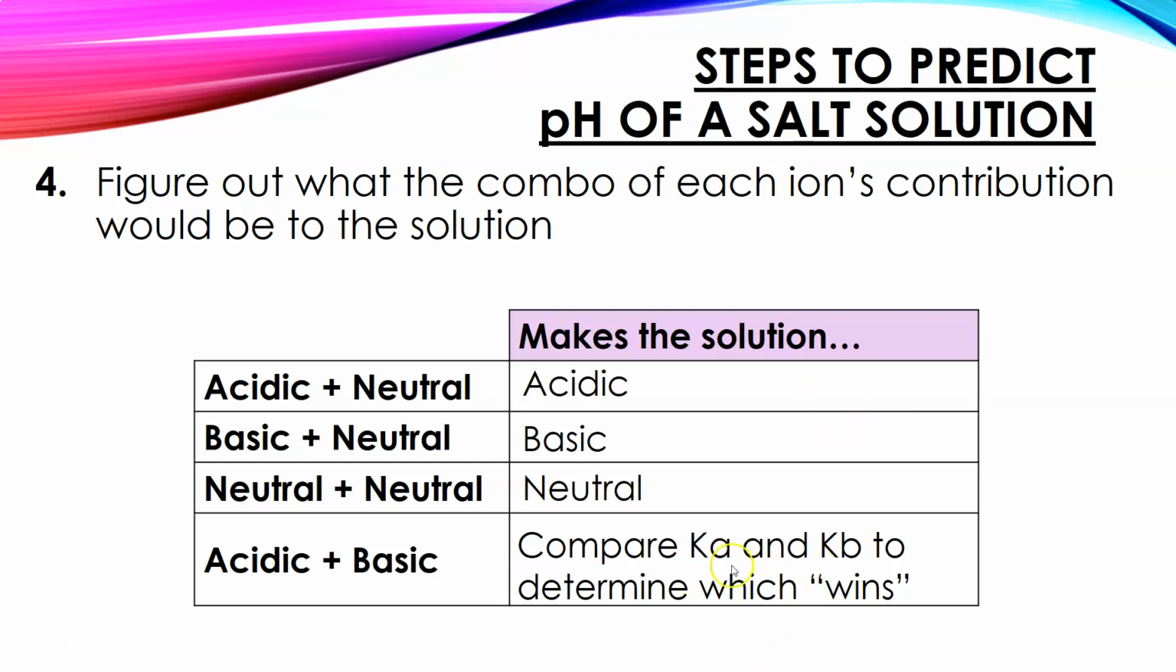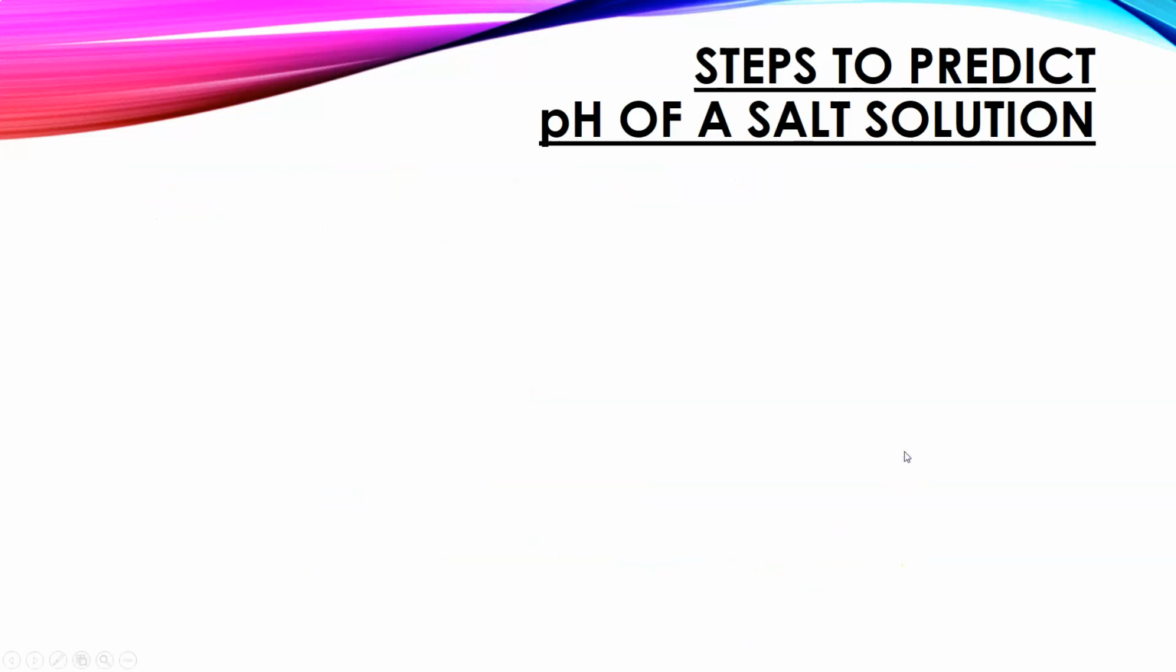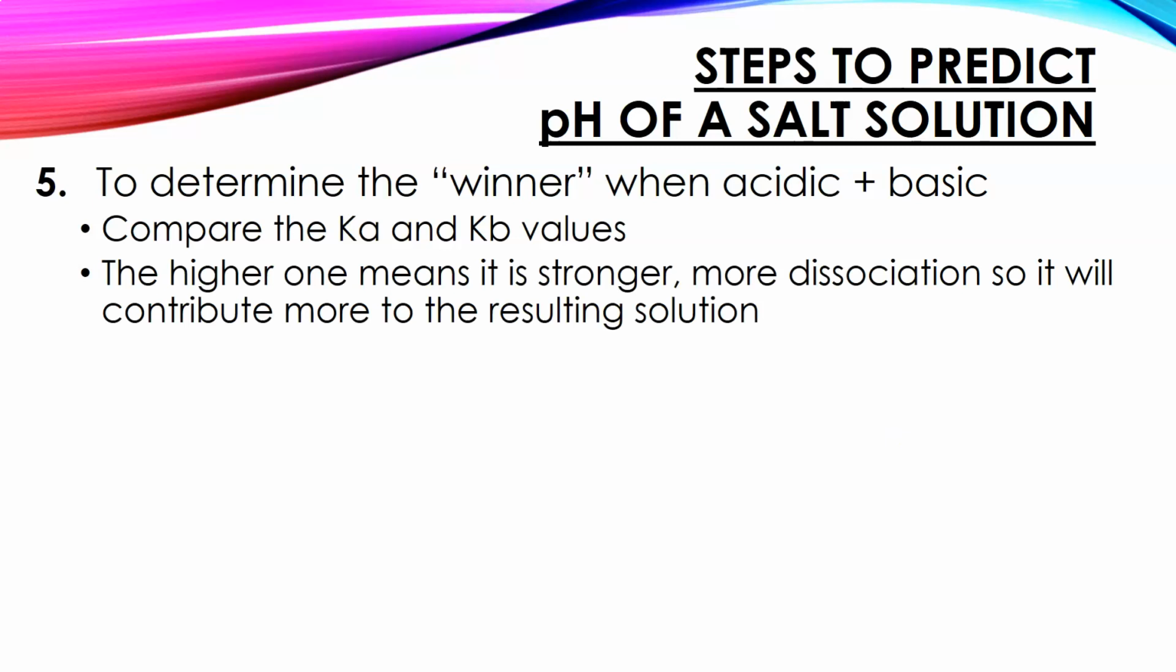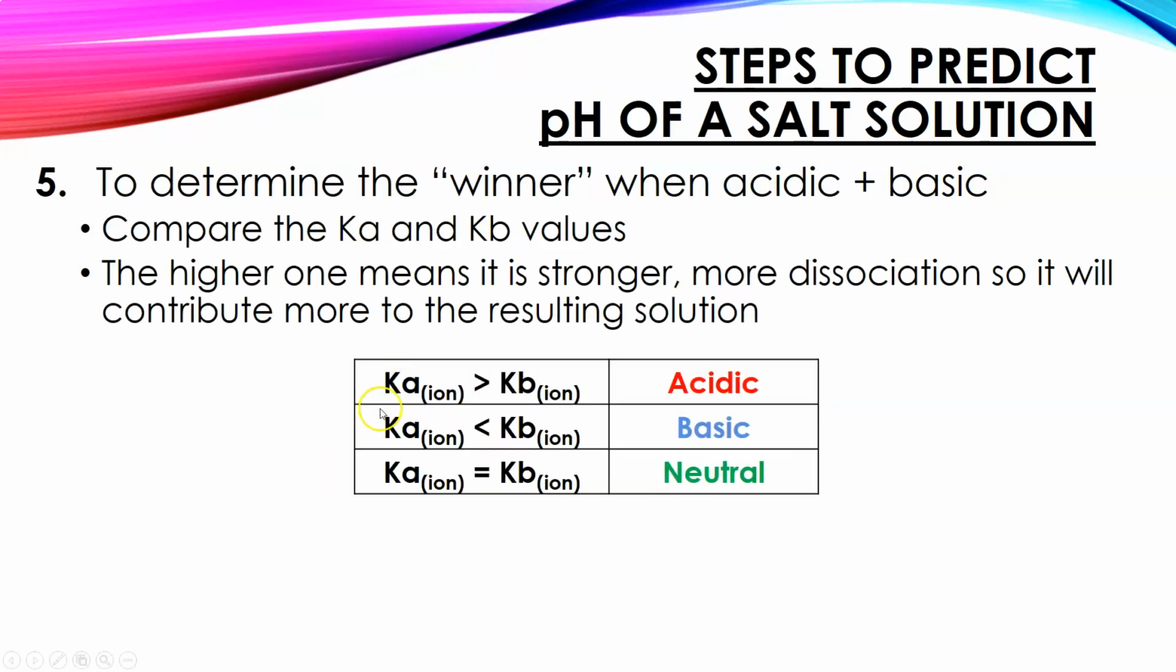So let's walk through that part a little bit. If you have a solution where you have an acidic ion and a basic ion and they're both going to hydrolyze, and you're trying to figure out who wins and whether it's going to end acidic or basic, you're going to compare the Ka and the Kb values. Whichever one is a higher value means more dissociation, which means that one will contribute more. So if your Ka is bigger than your Kb, you'll have more hydrogen ions that have dissociated, and so that will end up acidic. If your Kb is larger, you'll end up basic.